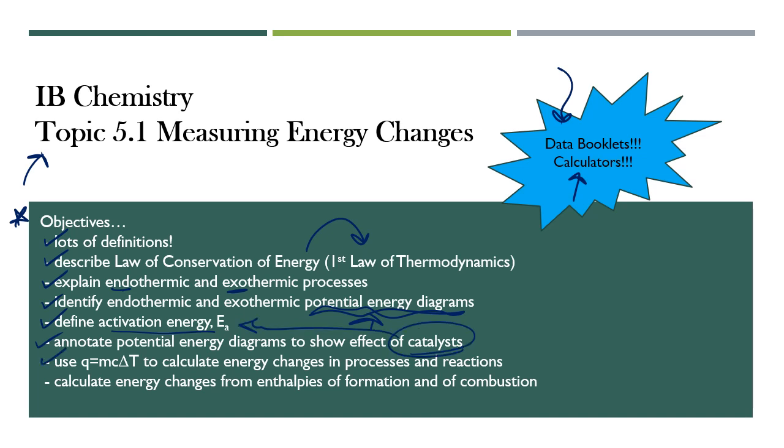energy. We're going to use Q equals mc delta T. This is an amazing formula. Memorize it. We're going to use that to calculate some energy changes in both processes and reactions, and we're going to calculate energy changes from enthalpies of formation and enthalpies of combustion, and that is why you want your data booklet.